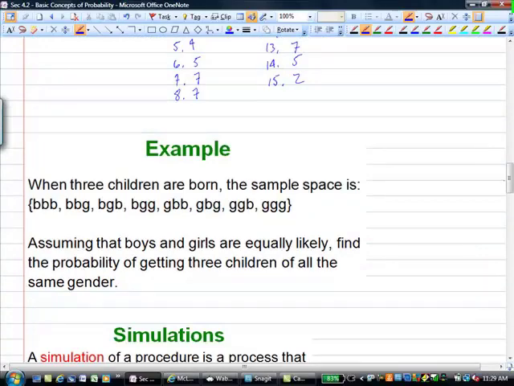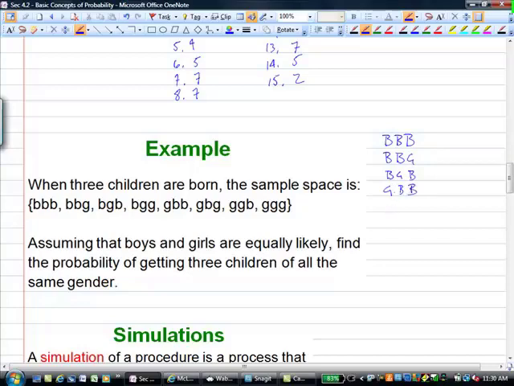All right, so here's an example problem. It says when 3 children are born, the sample space is as follows. Now, it's easier to come up with the sample space, I think, if you align this vertically. Start with boy, boy, boy, so there's no girls, and then we introduce one girl, and then we just move her through the birth order. You see how that works?